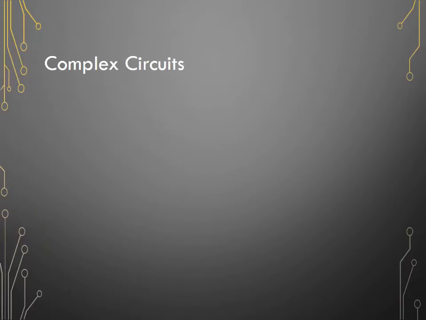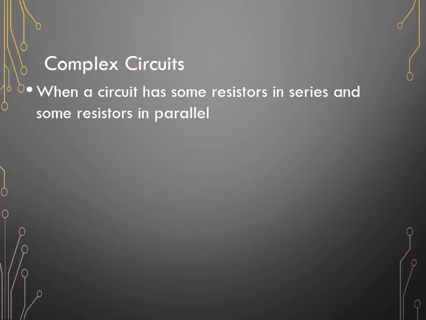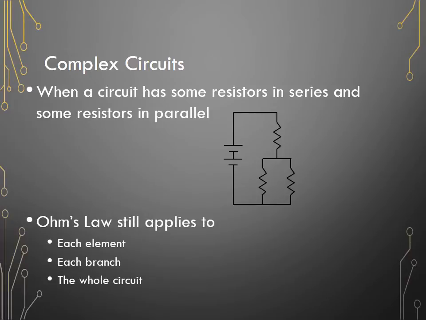Kirchhoff's rules. So, when we have a complex circuit, we have some resistors in series and some resistors in parallel. It might look like this. So I have 2 in parallel with 1 in series. Ohm's law still applies to each individual element, the battery, an individual resistor, okay?